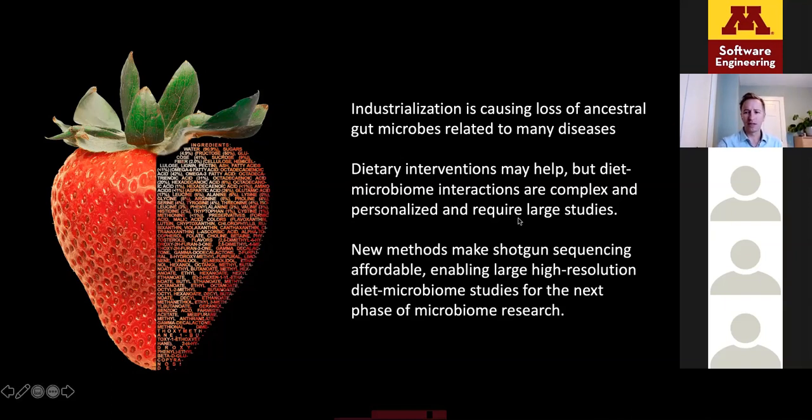And this is basically a summary of some of the things I showed. Industrialization seems to be causing a loss of ancestral microbes. Maybe diet could help, but we've seen with these higher resolution methods that diet-microbiome interactions are very complex and personalized. So there's a lot more we need to learn before we could use diet to treat or prevent diseases. And then I showed some new methods that make shotgun sequencing affordable so you can get high resolution data in studies.